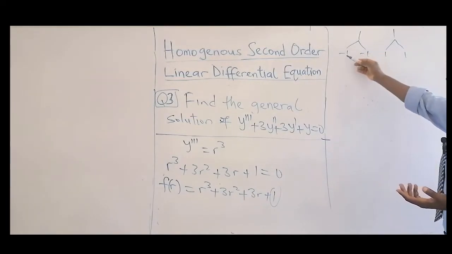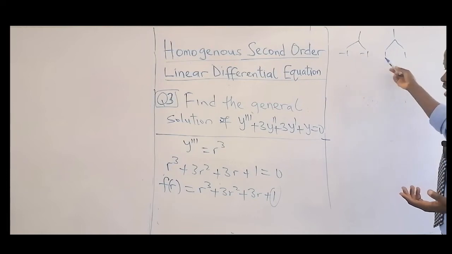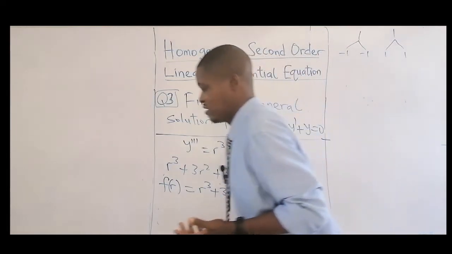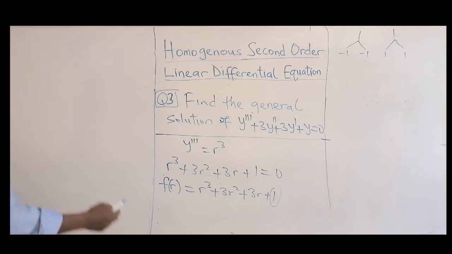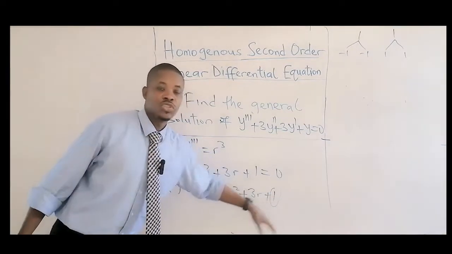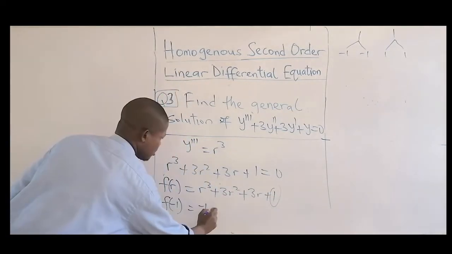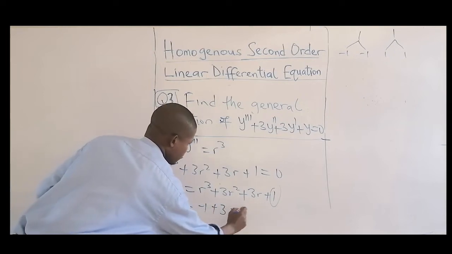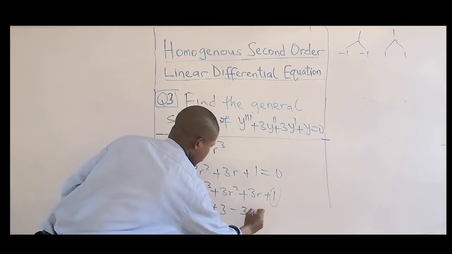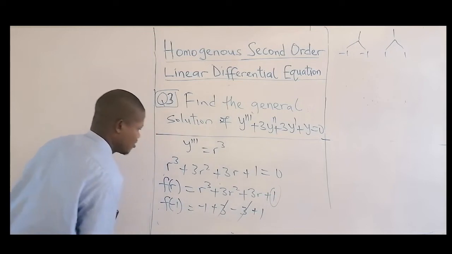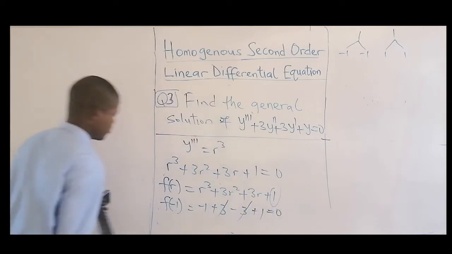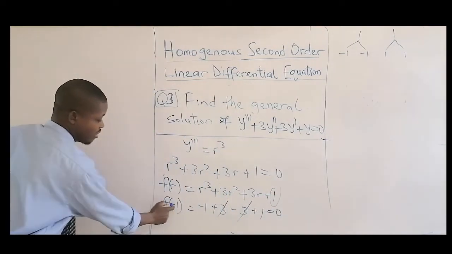So we want to check minus 1. We want to check 1. So let's first of all check minus 1 and plug it in, to see if it's a factor. If it's a factor, then the expression will be equal to 0. So this is minus 1, this is plus 3, this will be minus 3, and this will be plus 1. So this one cancels, and that's equal to 0. So in this case, f of minus 1 means what?